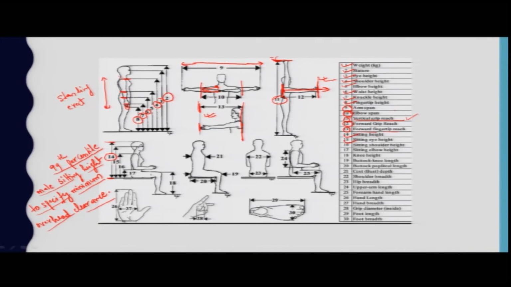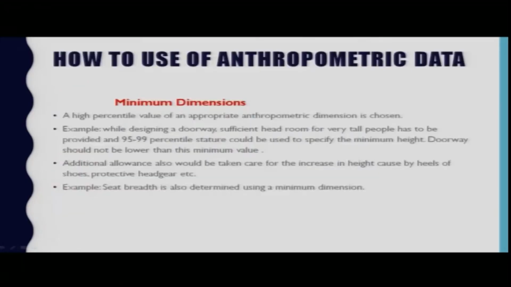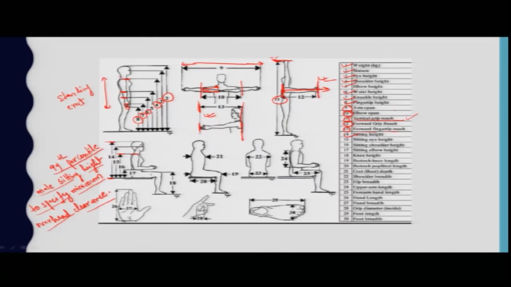That sitting eye height gives the center of the visual field of a seated worker and the maximum height of a visual display. So, generally this 14th part, we need to see what sitting eye height is. Sitting eye height is the distance from the inner eye corner to the seat. So, this particular distance is known as sitting eye height.